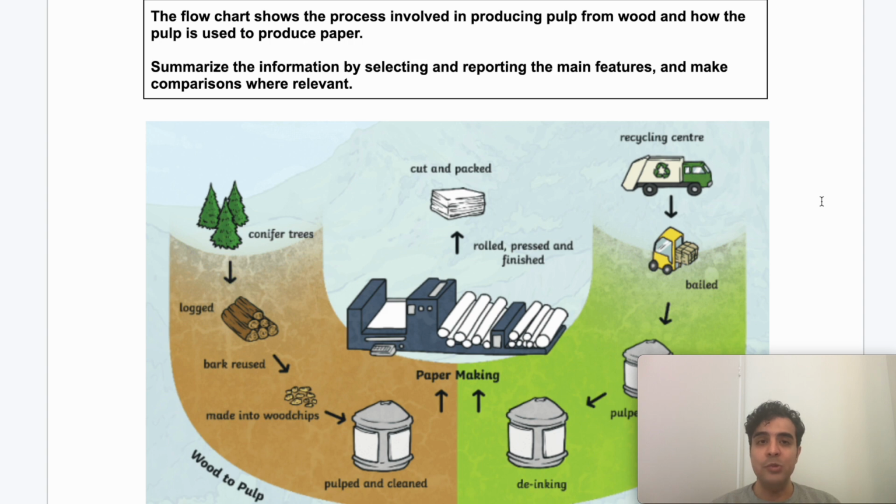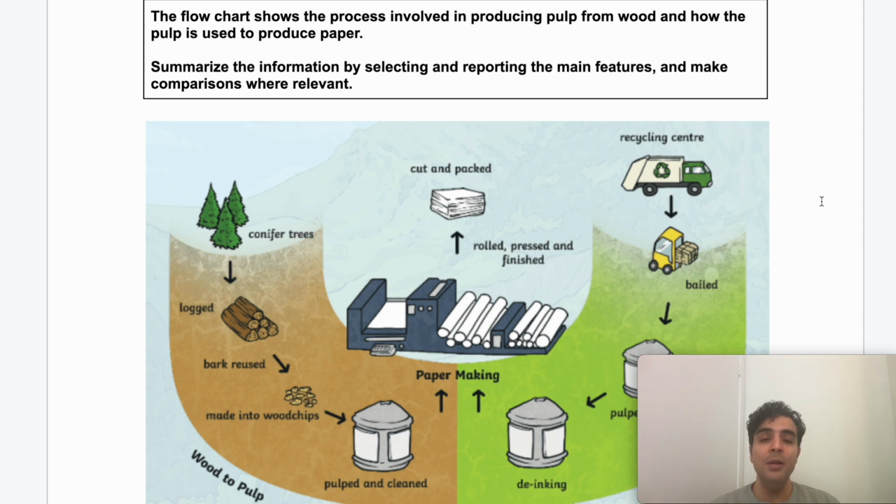I'll read the description. The flowchart shows the process involved in producing pulp from wood and how the pulp is used to produce paper. The instructions remain the same. Summarize the information by selecting and reporting the main features and make comparisons where relevant. Now, the first thing you'll likely notice as you look at this flowchart here is we don't have numbers. So do you see percentages? Do you see any figures in there? No. Not really. No numbers.